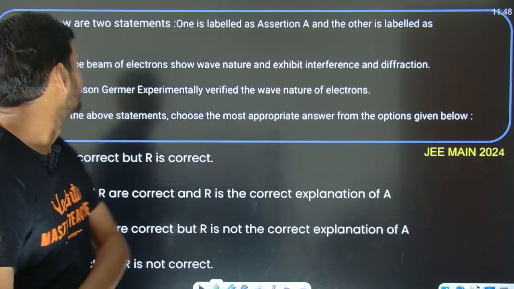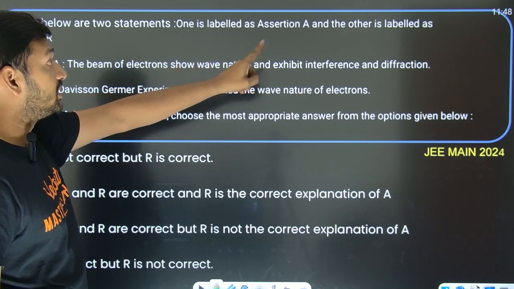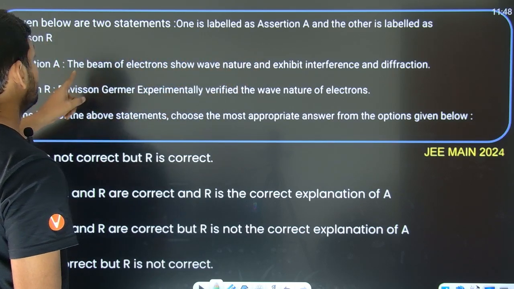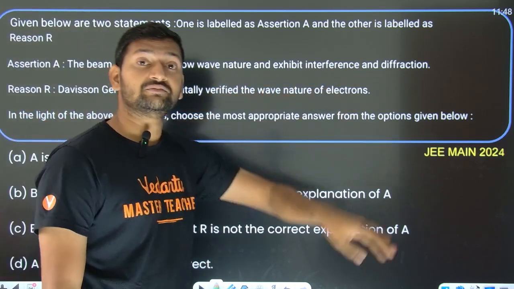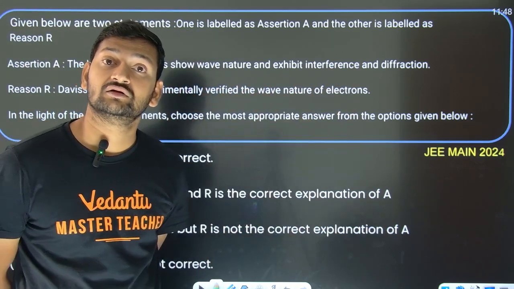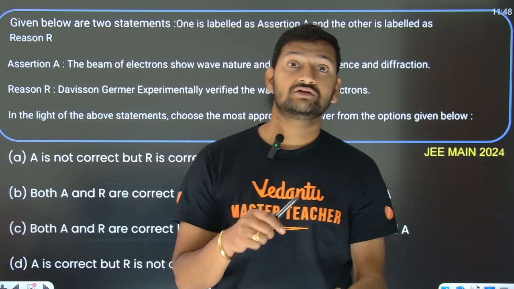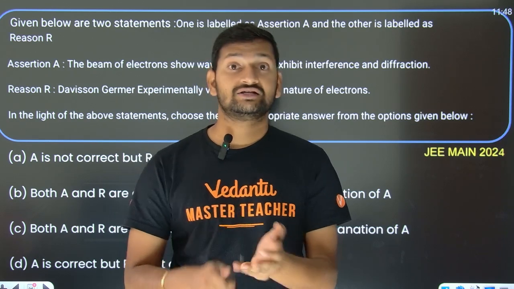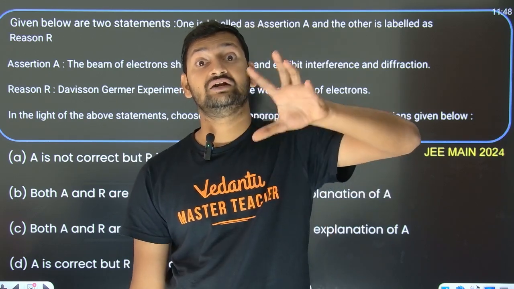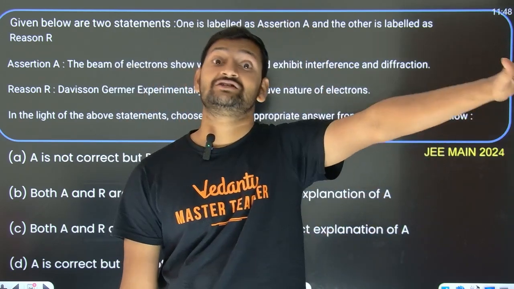Let's see. Given below are two statements, one labeled as assertion and the other labeled as reason. Assertion: a beam of electrons shows wave nature and exhibits interference and diffraction pattern. Is it true or not? Electron also behaves as a wave. Matter can also behave as a wave. In fact, people have done the YDSE experiment with electrons and got an interference pattern.